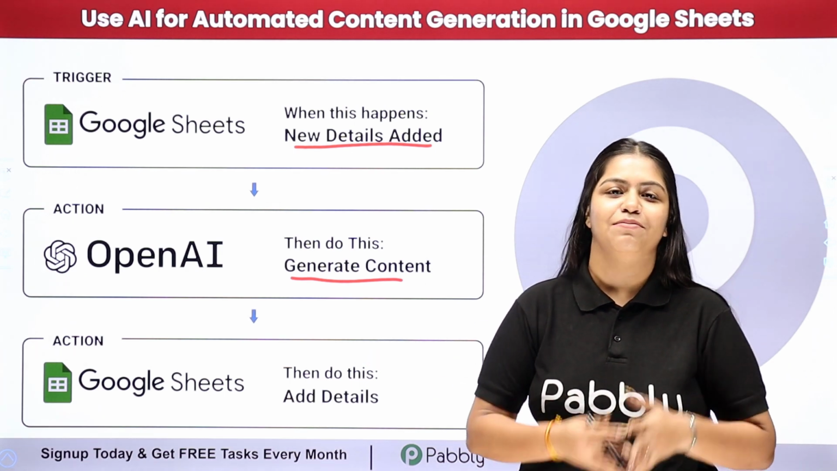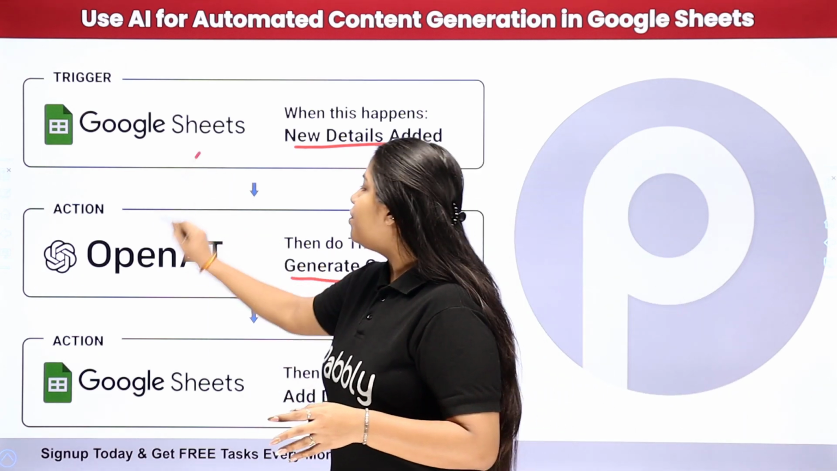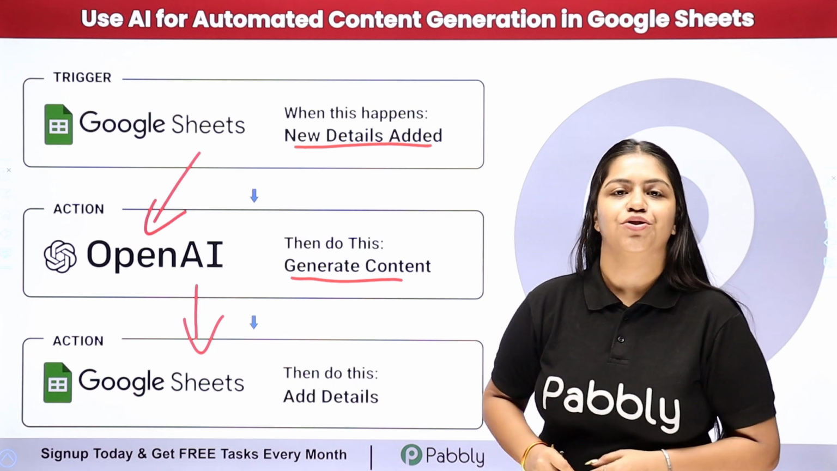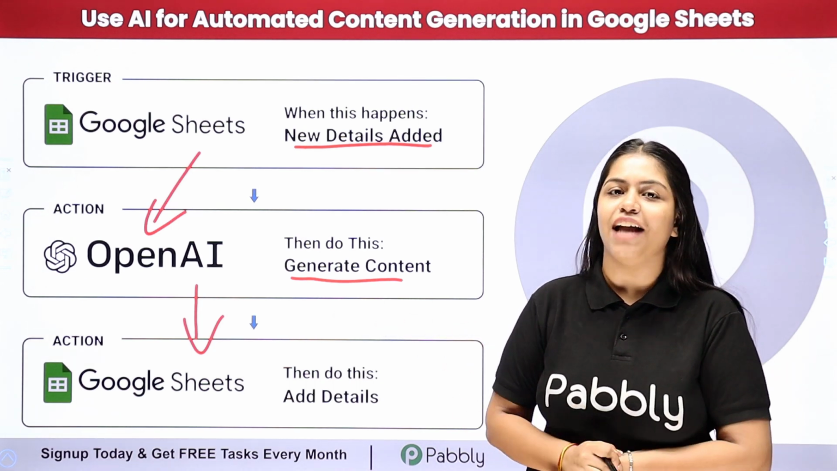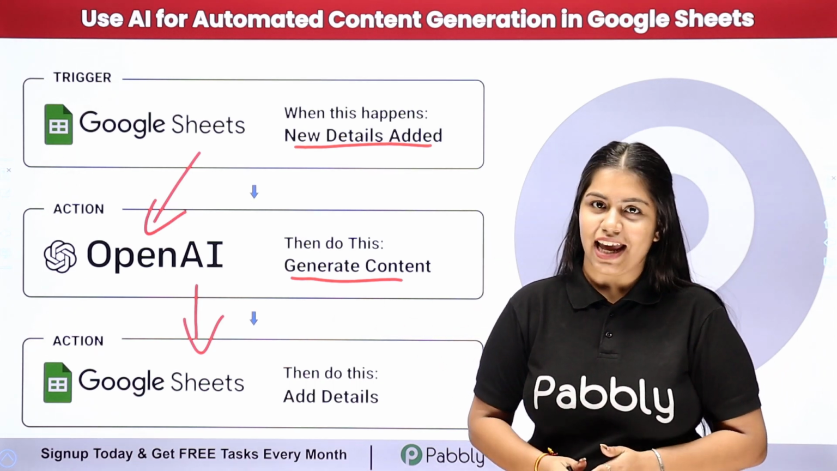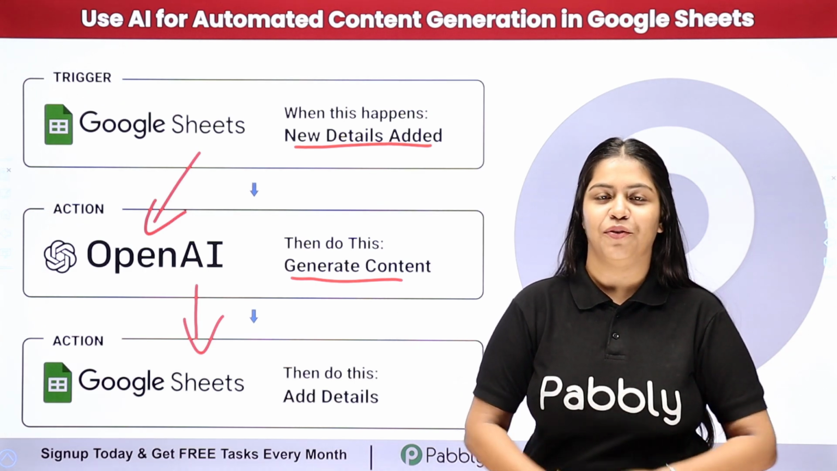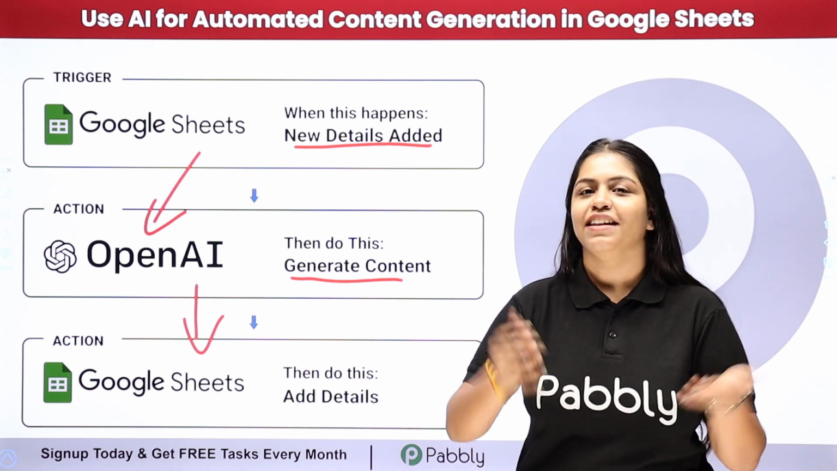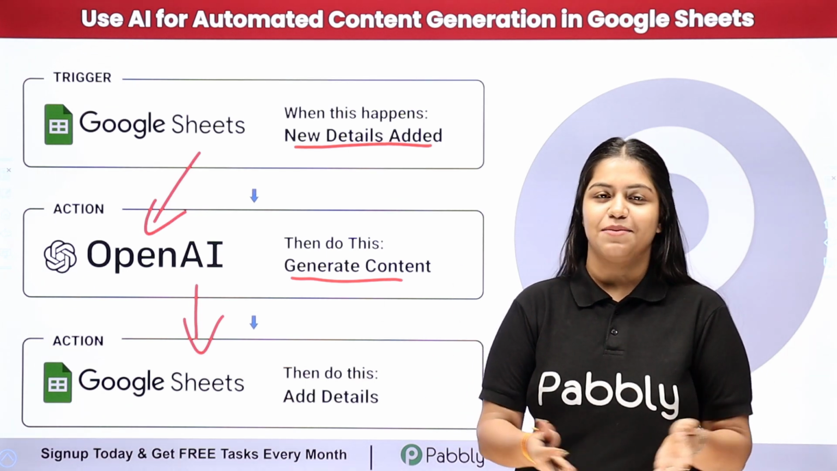So to do this, we are simply going to create a connection between Google Sheets, OpenAI and Google Sheets. And to create this connection without knowing any programming or coding language, we are going to use Pabbly Connect. It is an amazing automation software. So if you also want to create this amazing automation for your own business, then you have to come with me towards my screen.